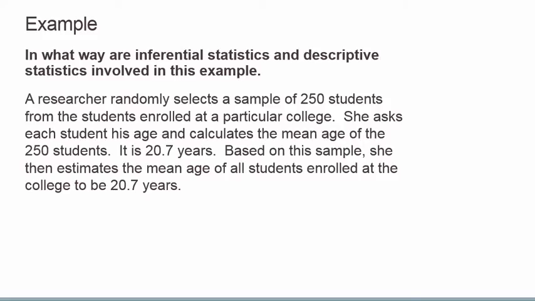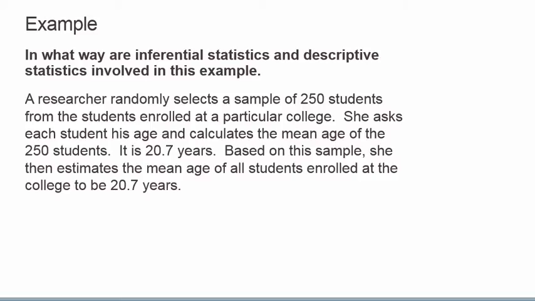Example: in what way are inferential statistics and descriptive statistics involved in this example? A researcher randomly selects a sample of 250 students from the students enrolled at a particular college. She asks each student his age and calculates the mean age of the 250 students. It is 20.7 years. Based on this sample, she then estimates that the mean age of all students enrolled at the college to be 20.7 years.